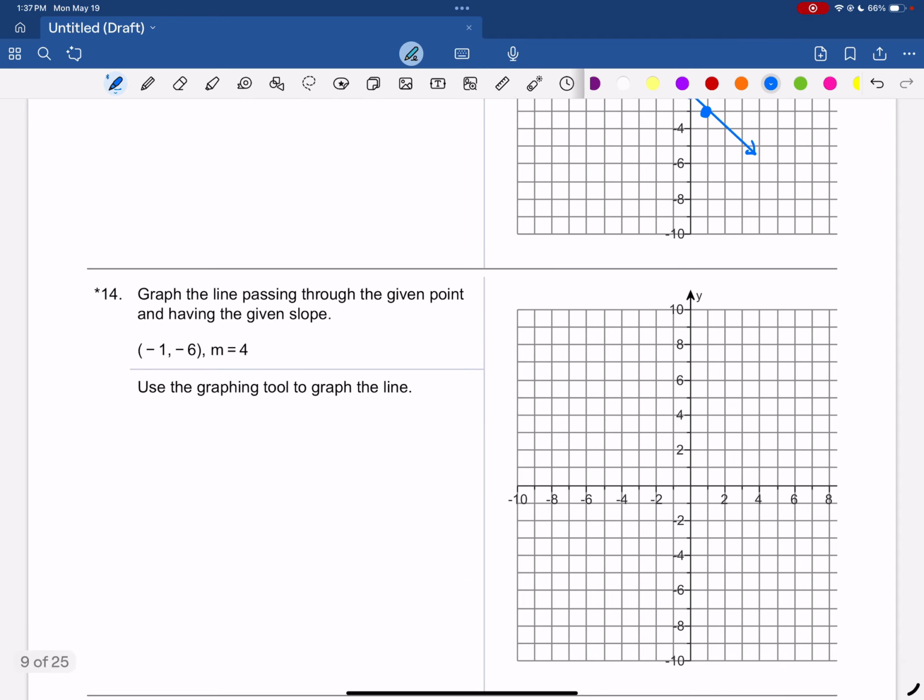Here we have a line going through negative 1, negative 6. So negative 1, negative 6, that's to the left 1, down 6, with a slope of 4 over 1. So I'm going to go up 4, just count up 4 and count over 1. And then I can connect my points with a straight line and put arrows on both ends.